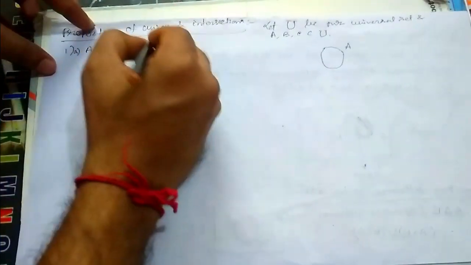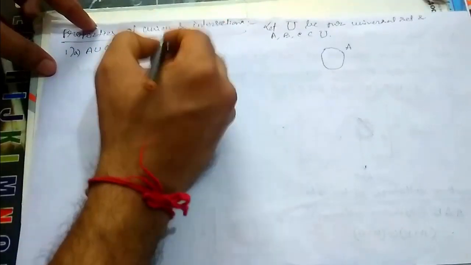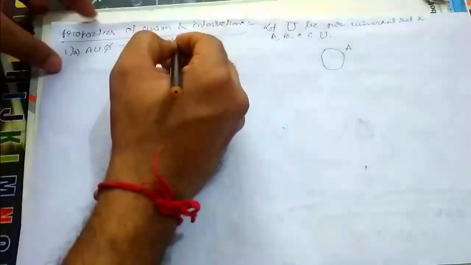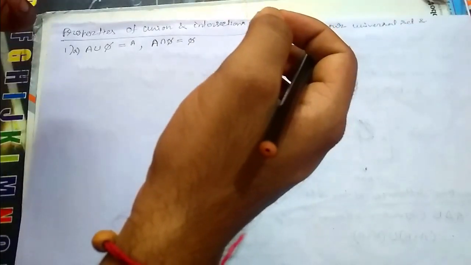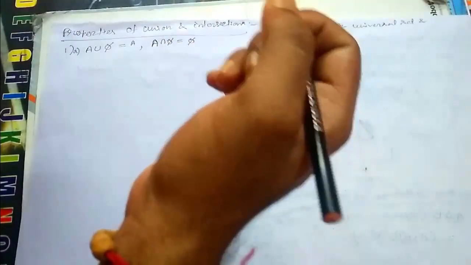Now if we take intersection between A and phi, then I have to take the common parts of phi and A, so it will give us phi, because phi is a subset of A, and phi is a subset of phi, so the common part of A and phi is nothing but phi.